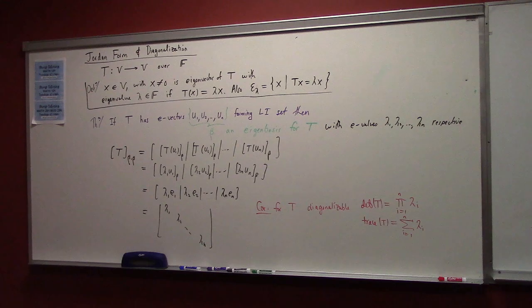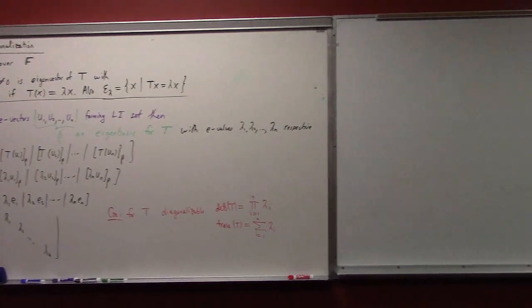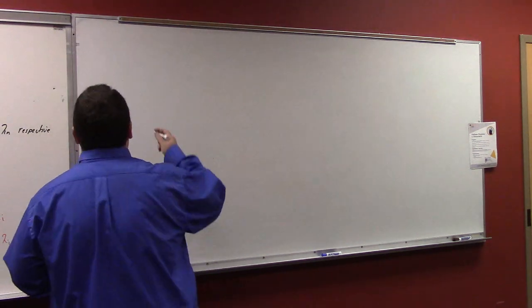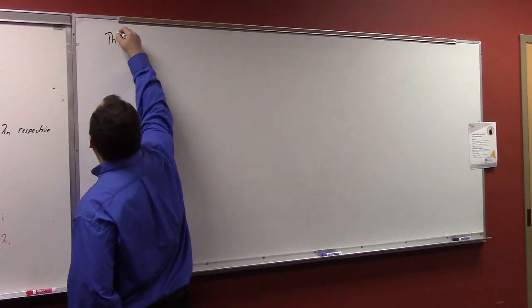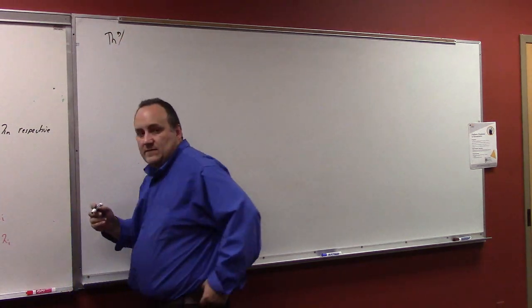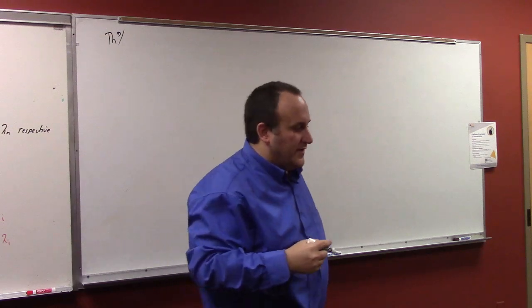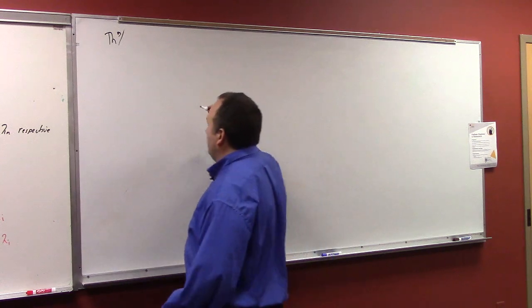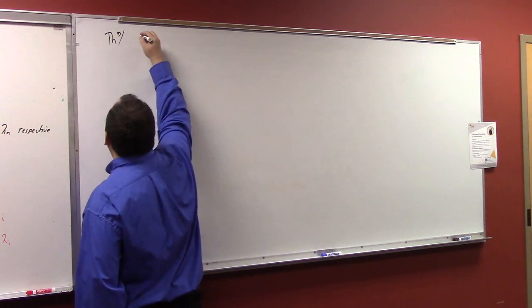So in a transformation over the complex numbers, do we always have eigenvalues? Good question. The question was, do we always have eigenvalues if our transformation is over the complex numbers? Theorem: the answer to your question is yes. For a transformation over the complex field, we always have eigenvalues. The reason for that will become glaringly obvious in a second.